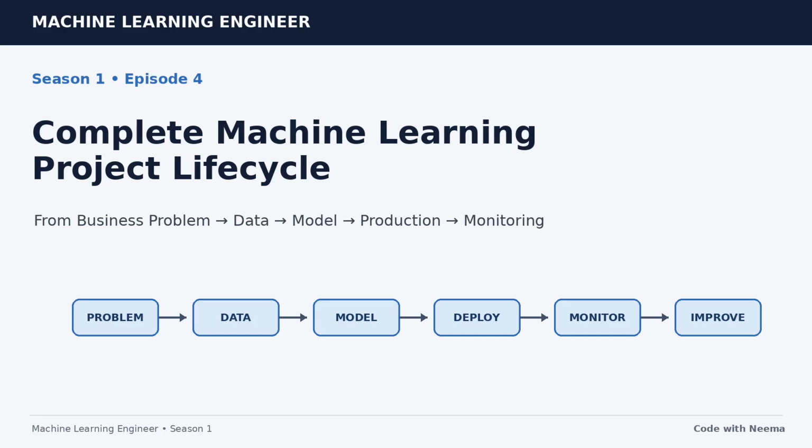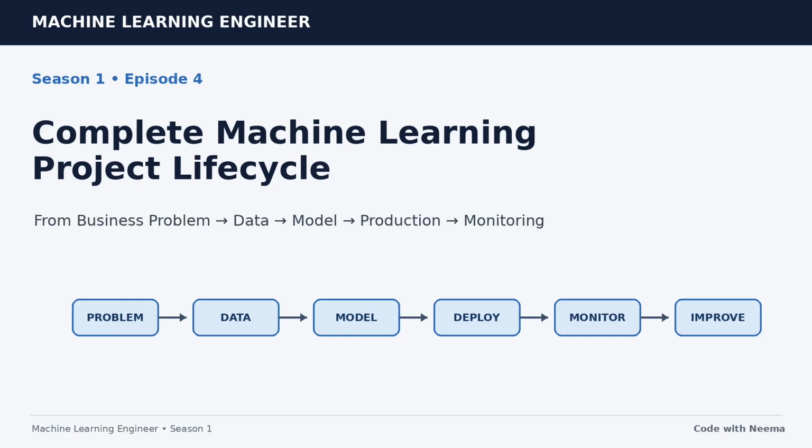Imagine you trained a machine learning model and it gives you 95% accuracy. You might think, great, my ML project is done. But what if I tell you that your model can have 95% accuracy and still be completely useless in the real world? Maybe you solved the wrong problem.